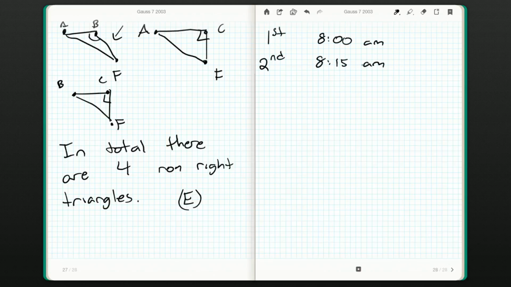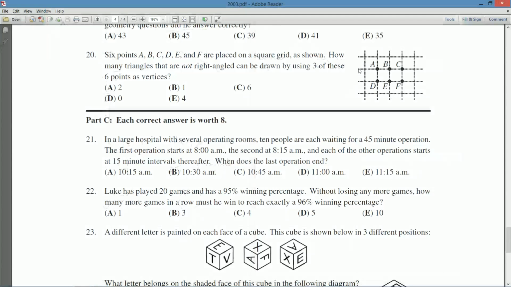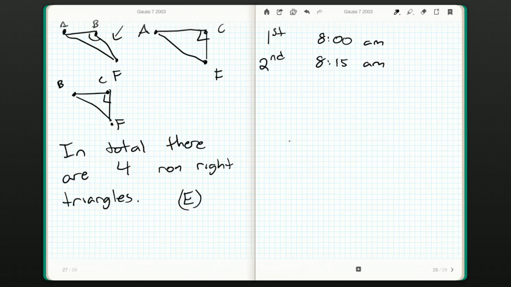So the first one will be done at 8:45, but we don't care about that. The question is specifically asking us, when does the last operation end? Okay, so we got 10 people, each of them waiting for the operation. So we're going to have to figure out when the third and the fourth and all the way down to the 10th.